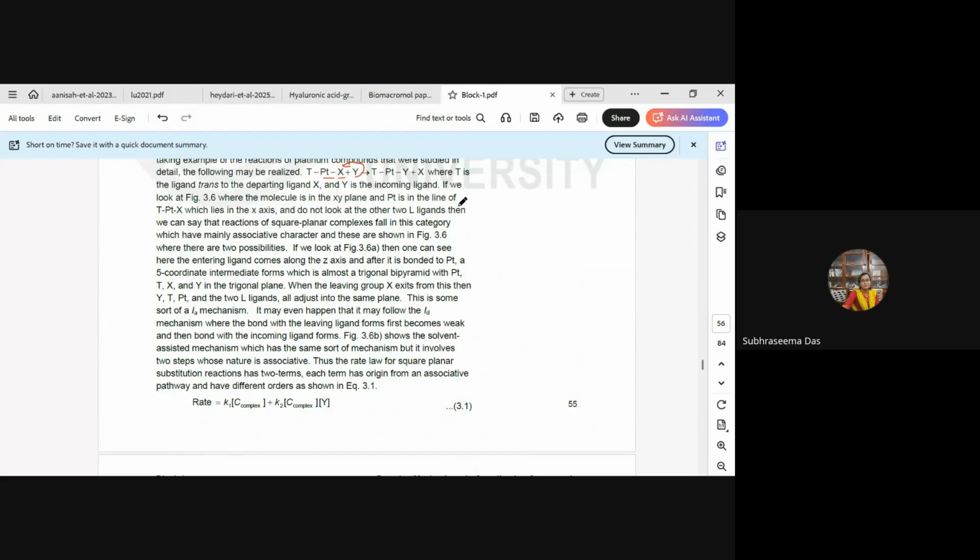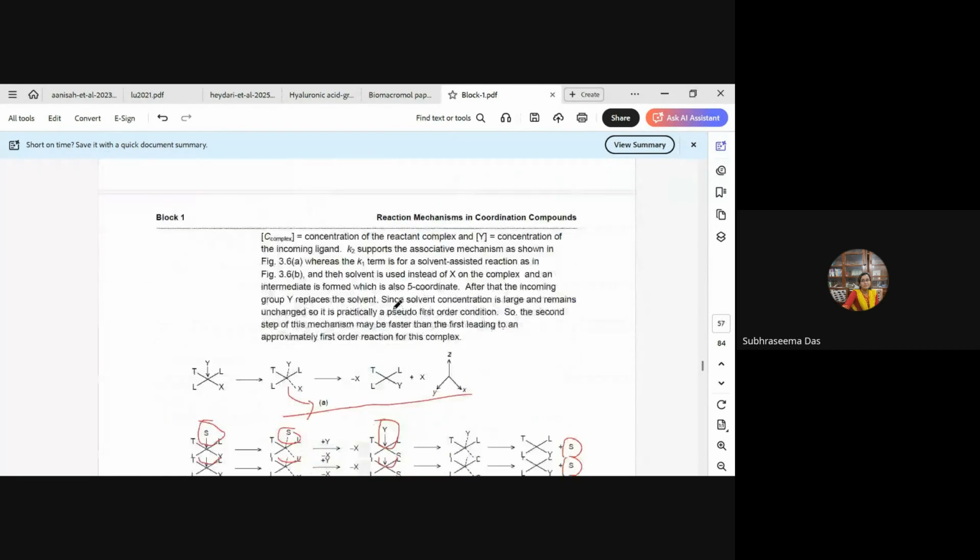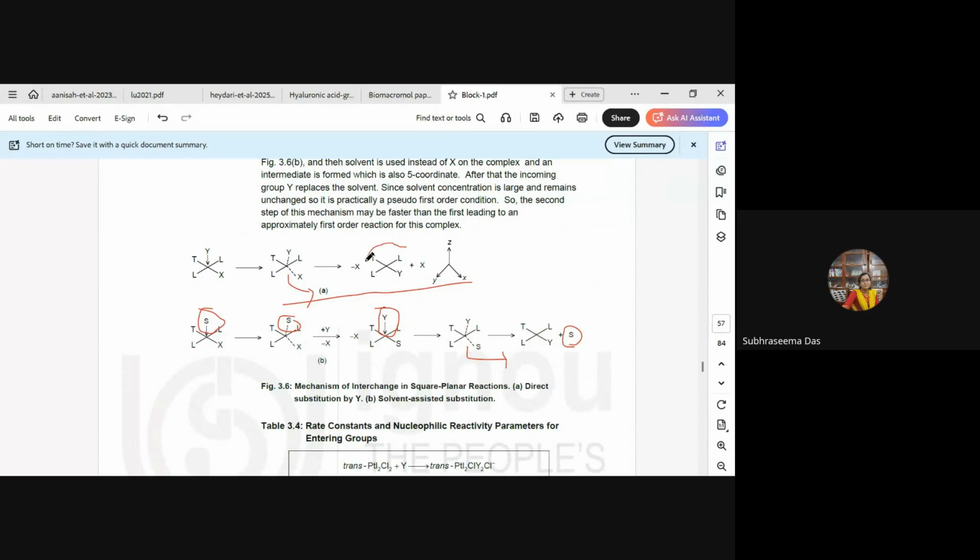So we can see in the direct substitution, the entering ligand comes along the z-axis, and after it is bonded to platinum, a 5-coordinate intermediate forms, which is almost a trigonal bipyramid with platinum, the T, X and Y in the trigonal plane. Now when the leaving group X exits from this, all of them adjust into the same plane, and finally this type of product is formed.